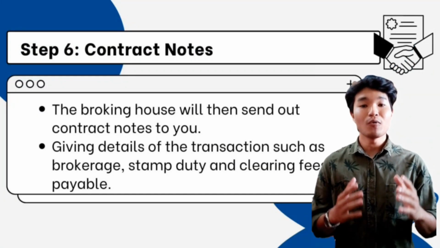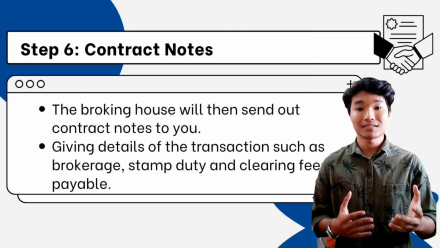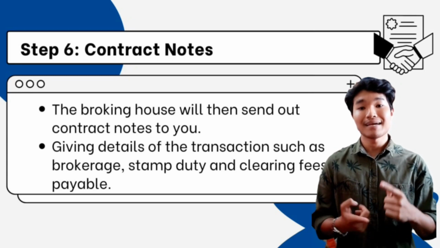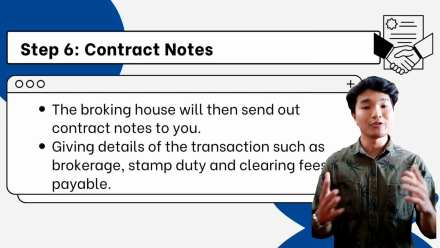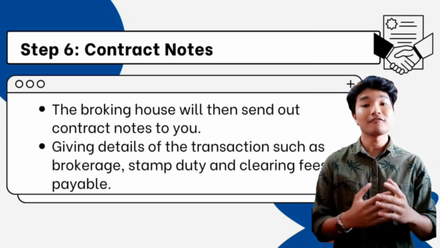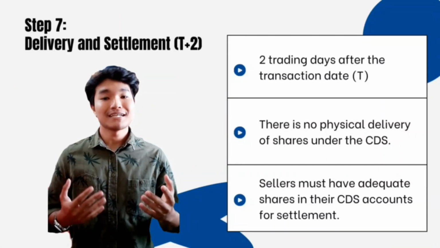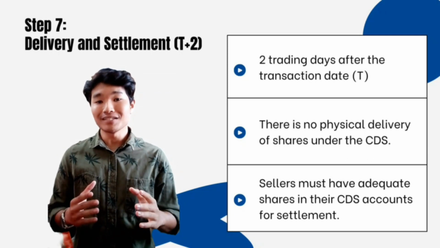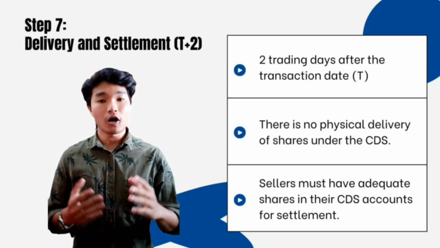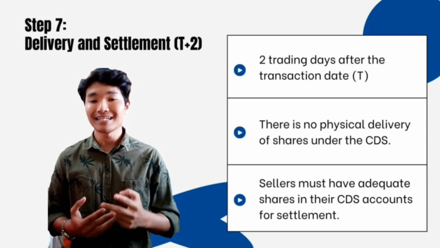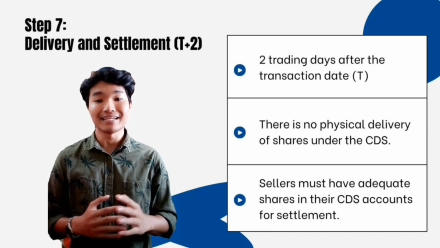The broking firm will then provide you contract notes outlining the transaction specifics, including brokerage, stamp duty, and clearing fees that are due in addition to the price of the purchase or sale. On the last step, which is step 7, we have T+2, which is delivery and settlement. All routine transactions are delivered and settled 2 trading days following the transaction date.